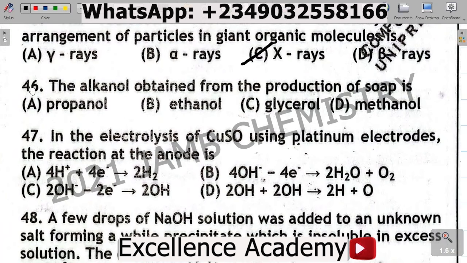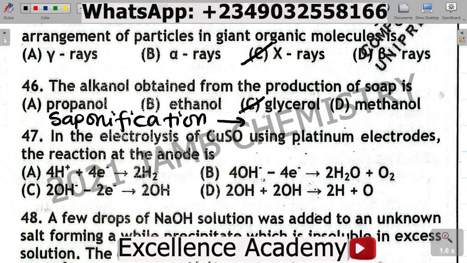Next up, question 46. The alkanol obtained from the production of soap is A, propanol, B, ethanol, C, glycerol, D, methanol. Now, for this question here, the correct option is C, glycerol. First things first, you want to note that the process that is used in the production of soap is called saponification. Now, this saponification process produces two things. The first thing you have is soap.